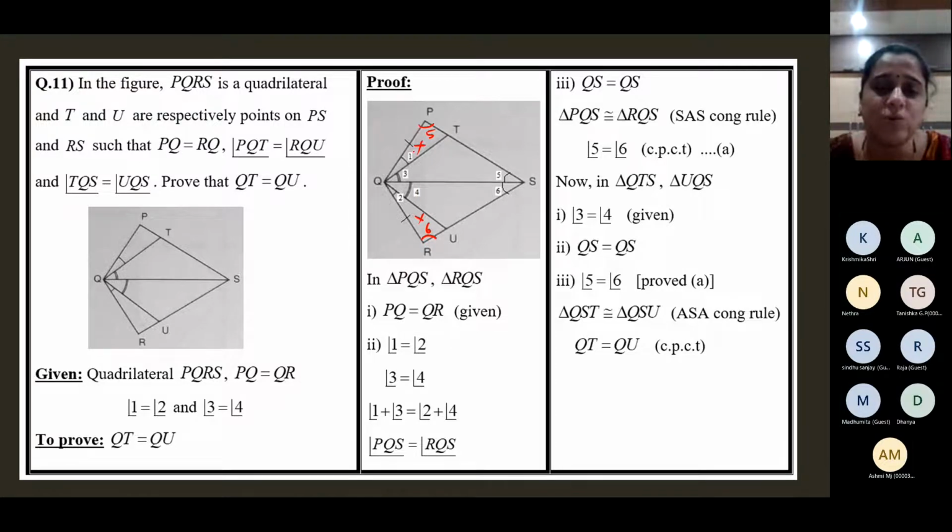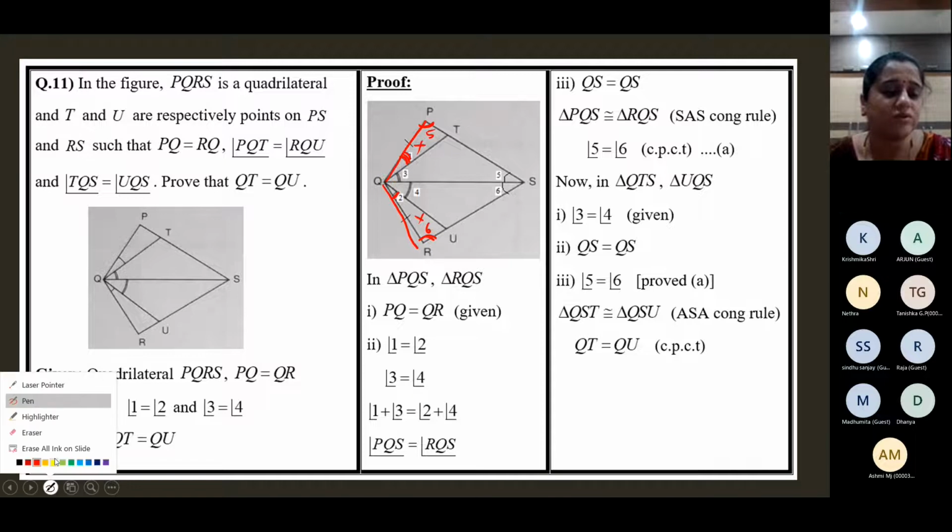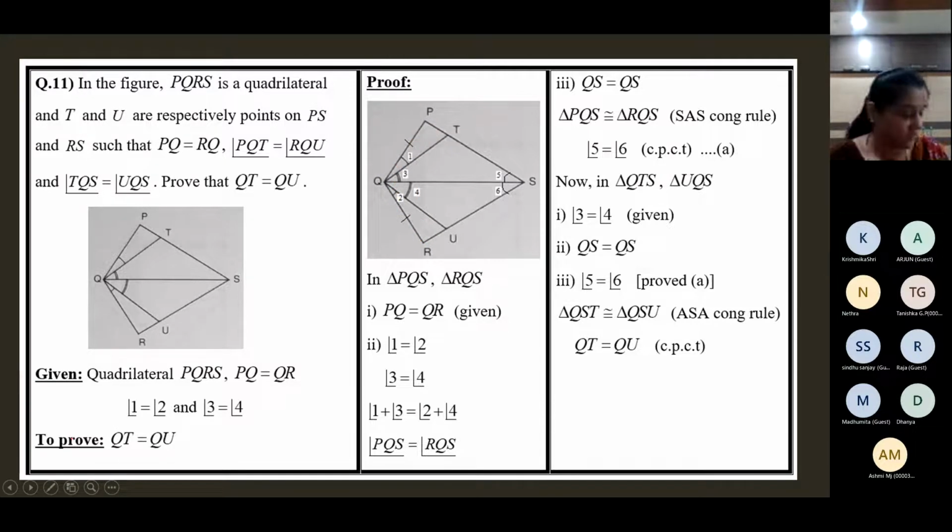So then you will say, see here, angle 1 is equal to angle 2. And then angle 5 is equal to angle 6, CPCT. And then we already know that QP is equal to QR. That's already given to us. Again, ASA it is: two angles and the included side. ASA, the triangles are congruent, CPCT, QT is equal to QR.